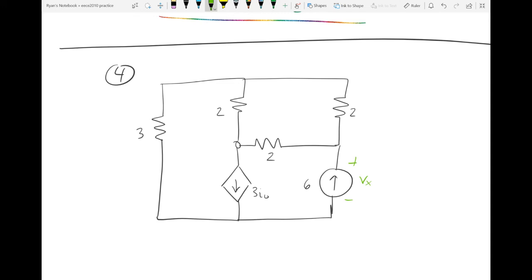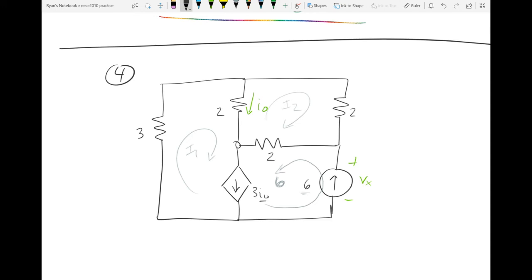Vx is here. So you need to find I1, I2, and Vx. And I0 is given as this current here. And you are given mesh directions. So this is I1, I2 going this way. One thing you should note is because of the current source here, this is going to have a mesh current of 6, okay, because it would be set by that.